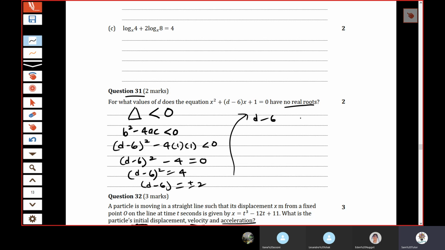So d minus 6 equals 2. d minus 6 equals negative 2. d equals 8. d equals minus 2 plus 6, which is 4.